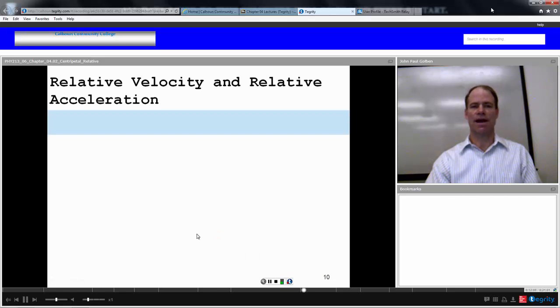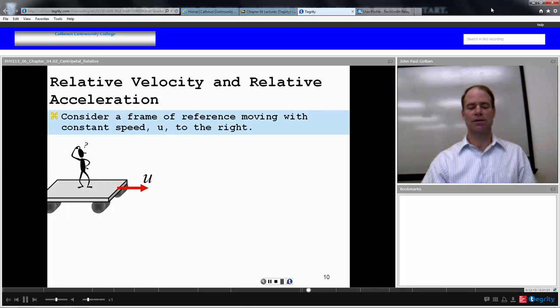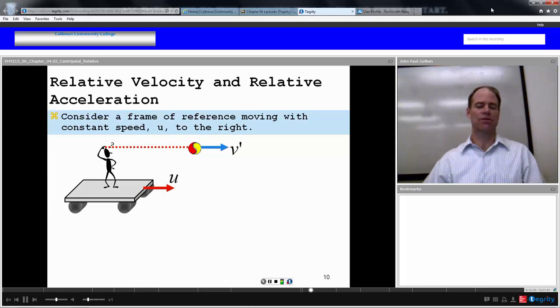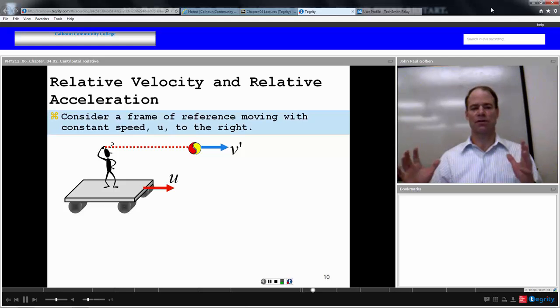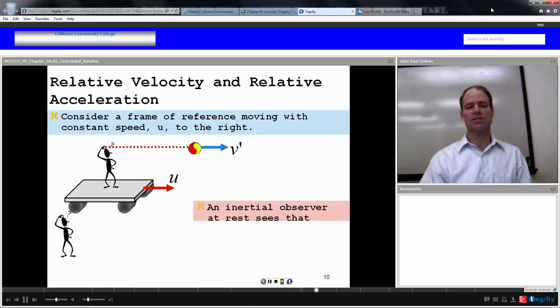We also wish to look at relative velocity and relative acceleration in this chapter as well. Consider a frame of reference moving to the right at a constant speed u, and you observe an event to happen. In other words, maybe you throw a ball at some velocity with respect to u in your moving frame of reference. We call that velocity v prime. Let's say we had an outside observer who's actually at rest on the Earth. So this outside observer is in what we say an inertial frame at rest, and you are in a moving frame.